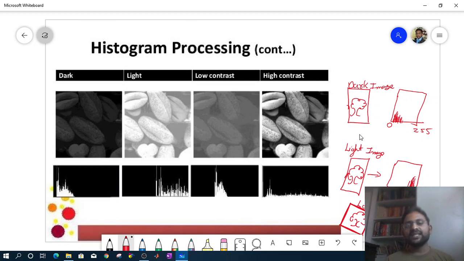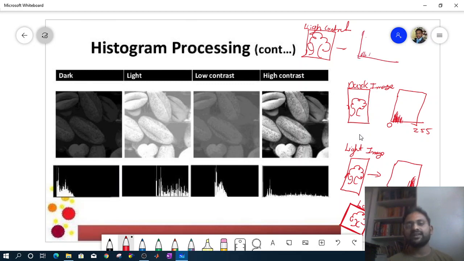And the final one is the high contrast image. As the space is not enough for me below, I'm writing it down here. Everywhere I'm drawing the same picture, but here I am writing what kind of picture it was: high contrast image. So the histogram will be like this.